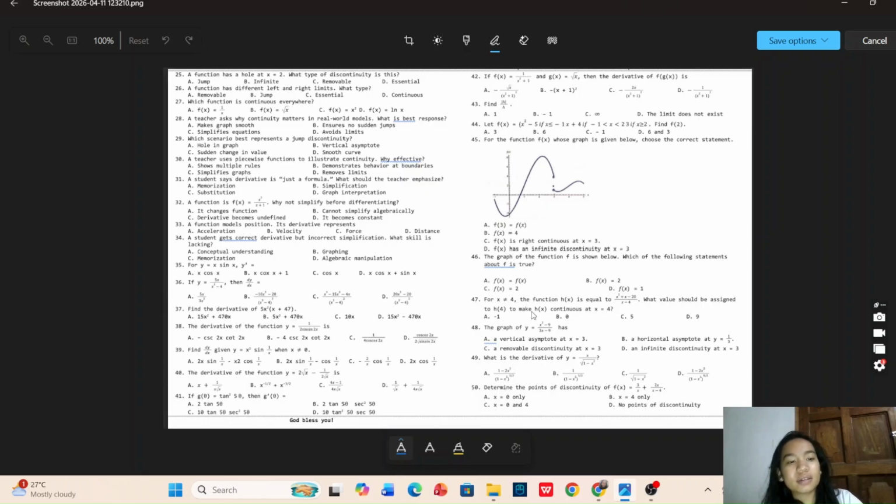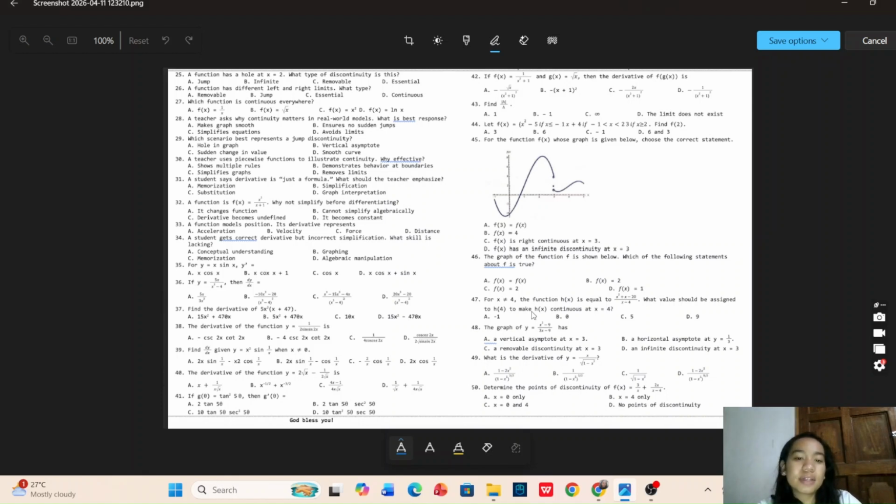Number 28. A teacher asks why continuity matters in real-world models. What is the best response? A, makes graph smooth; B, ensures no sudden jumps; C, simplifies equations; or letter D, avoids limits. So the correct answer for number 28 is letter B. Continuity ensures no sudden jumps.